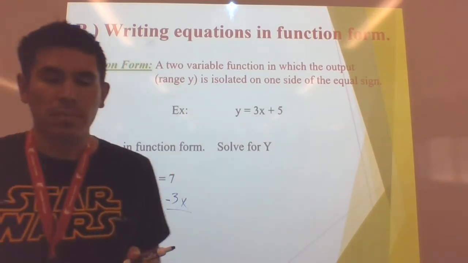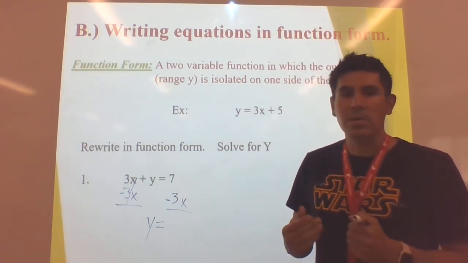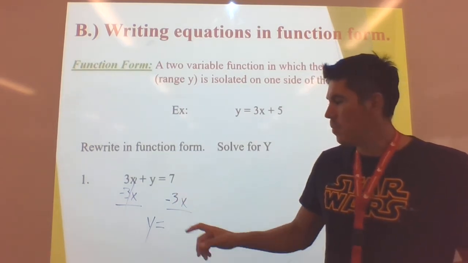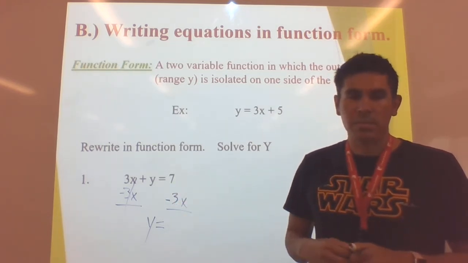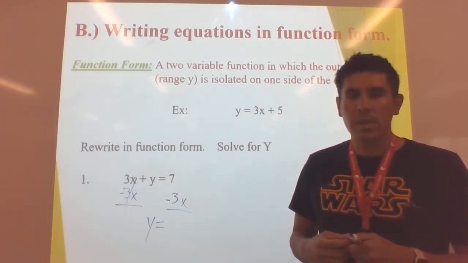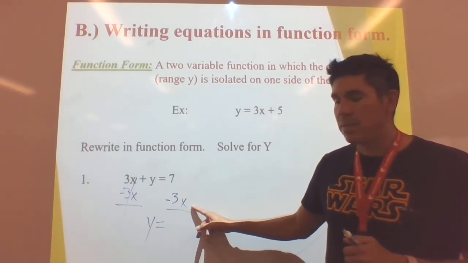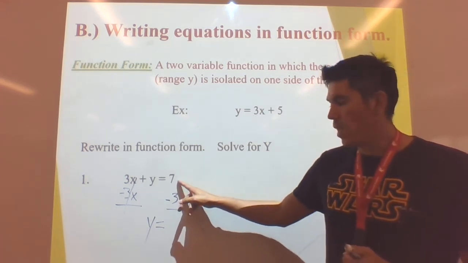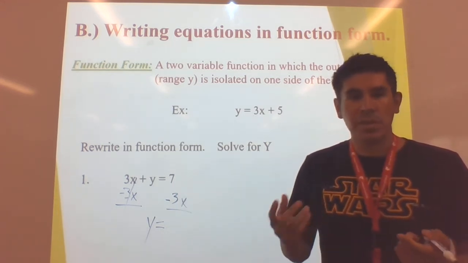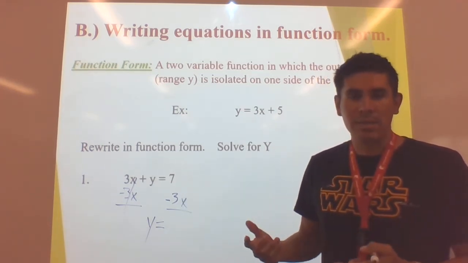This is where it gets tricky. People sometimes want to subtract the 7 and the 3x. Now, you can't do that because the 7 and the negative 3x, they're different terms. They're not like terms. Meaning that negative 3 has an x attached to it as a variable. Okay? 7 doesn't have a variable. 7 is just an integer. It's a constant. So you can't combine those, okay? Because they're not like terms.